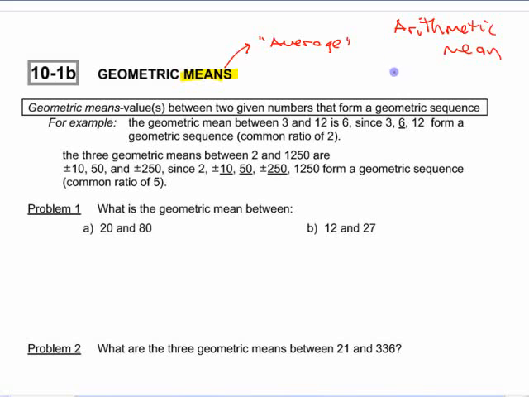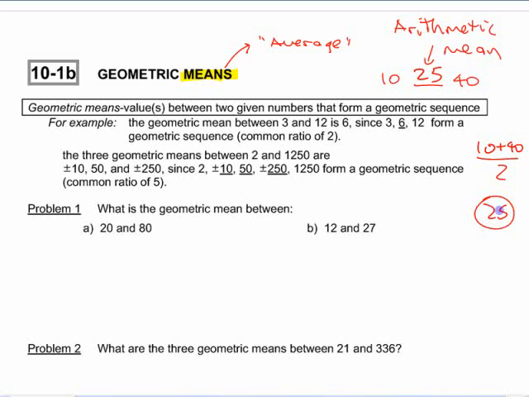If you only have two numbers, like 10 and 40, the arithmetic mean in between there, what's the arithmetic mean? What's the average of those two numbers? How much? Speak up. 25. Halfway in between, right? So what you learned in grade 8 was if you want the average of two numbers, what do you do with the numbers? Add them together. Divide by 2.